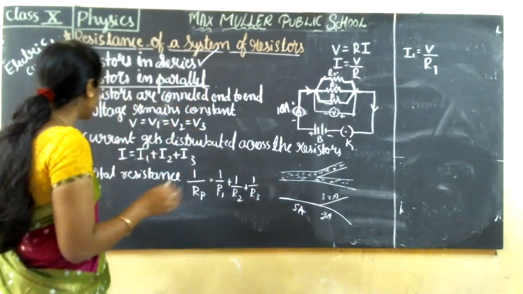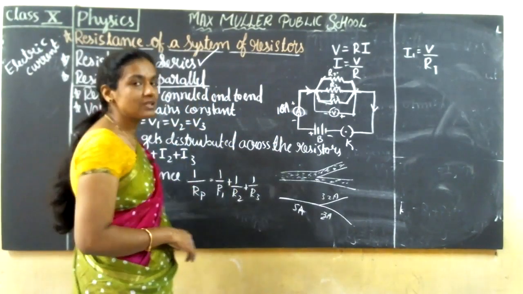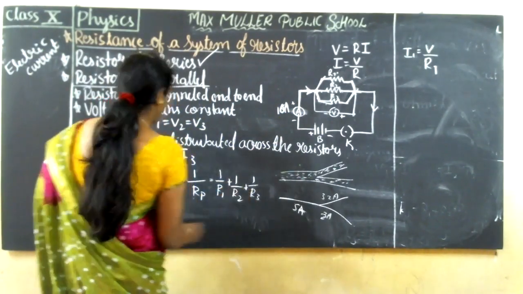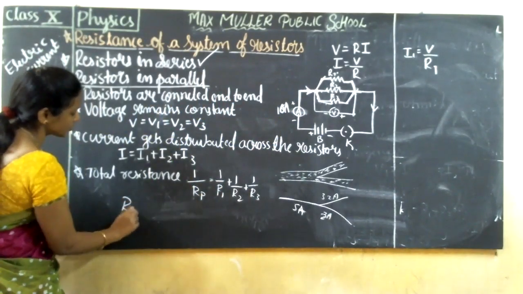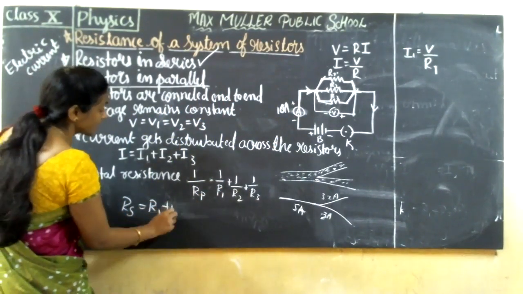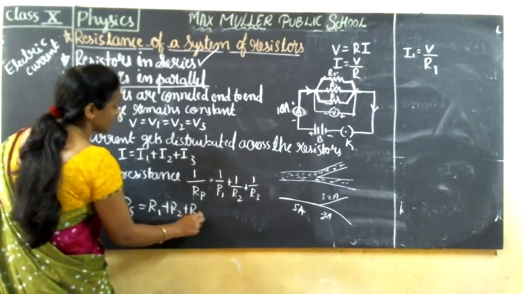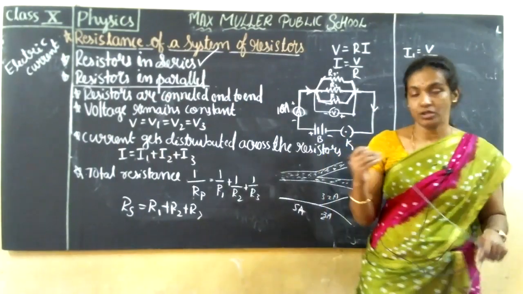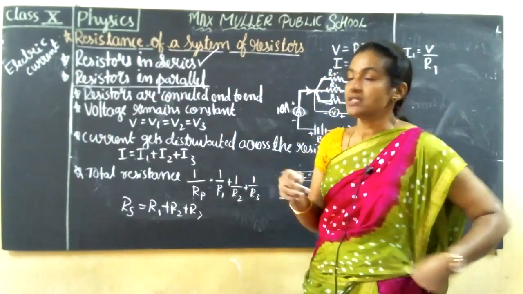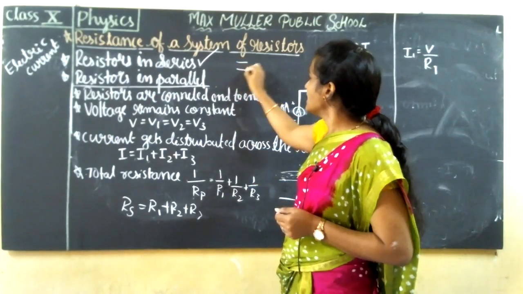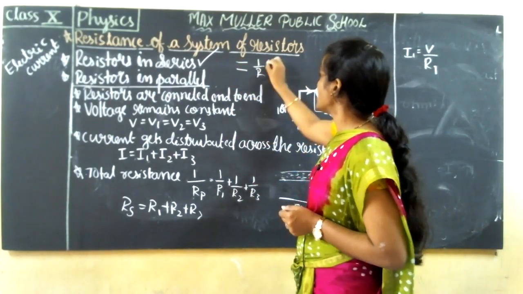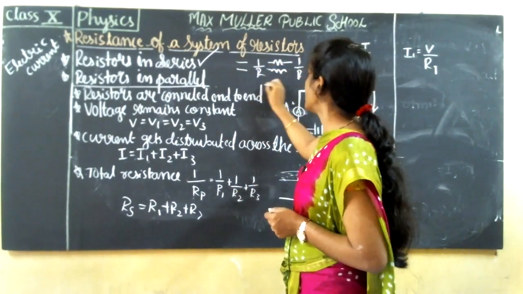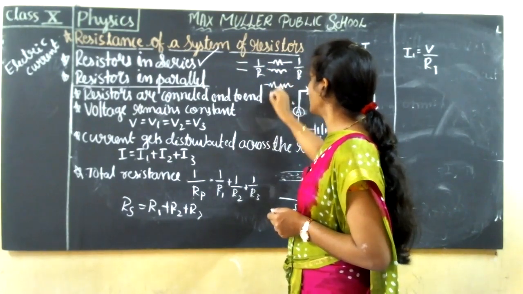Next is total resistance. How will we find the total resistance? That is 1 by Rp is equal to 1 by R1 plus 1 by R2 plus 1 by R3. In a series combination, how did you do it? Rs is equal to R1 plus R2 plus R3. You just need to add them. But here you are going to take the reciprocals because it is a parallel connection. Don't get confused while writing them. See, if resistors are connected like this, then it is 1 by Rp. If resistors are connected one after the other, then it is just Rs.